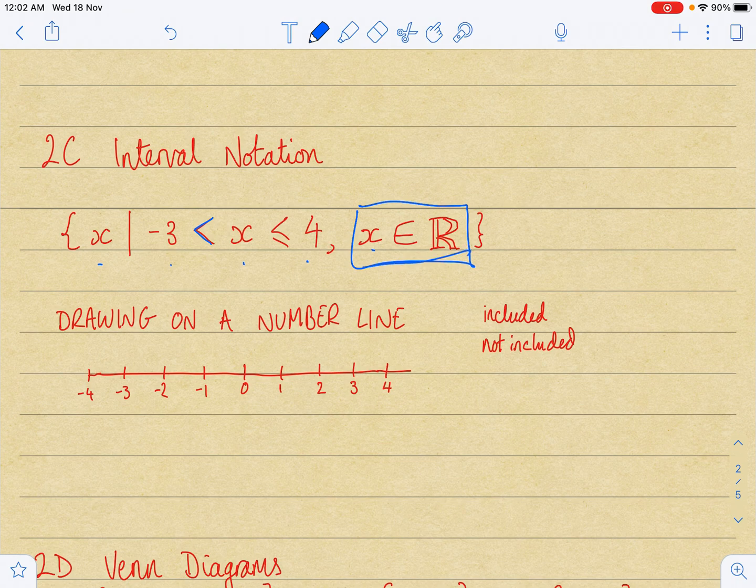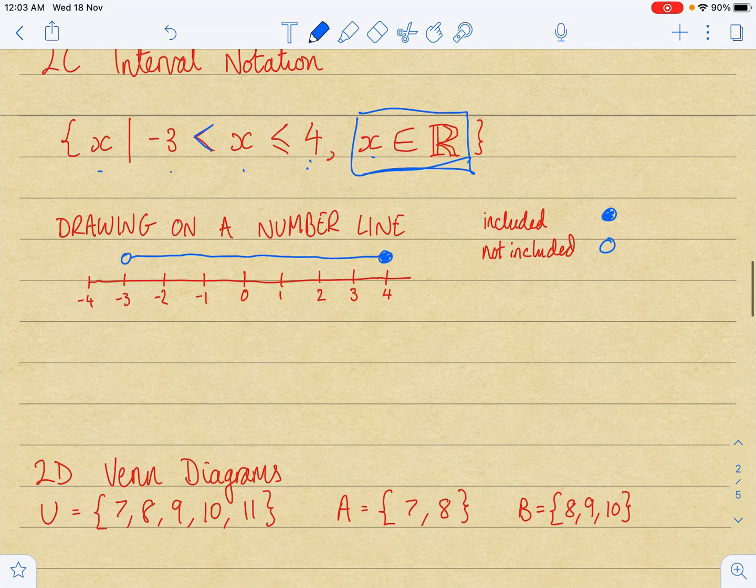So sometimes you'll see this and you can just say, okay, I know it's a real number, no problem. If we wanted to draw that on a number line, we start at -3 and we go all the way up to 4. And because it can equal 4, we colour that in. So if something's included, you colour in the dot. If it's not included, it's empty. So it cannot be -3, it can be all the way up to 4, including 4. It could be 4 exactly.